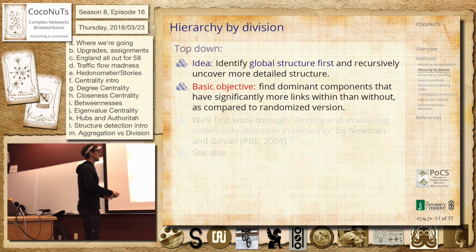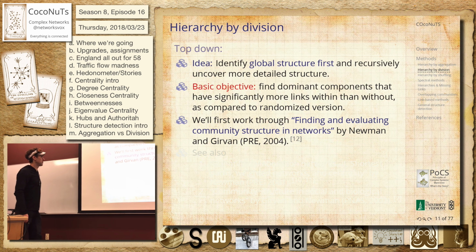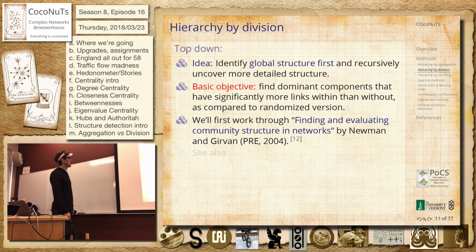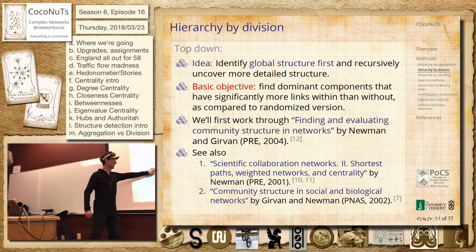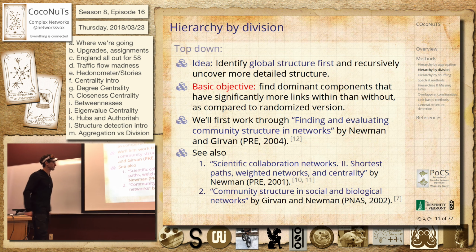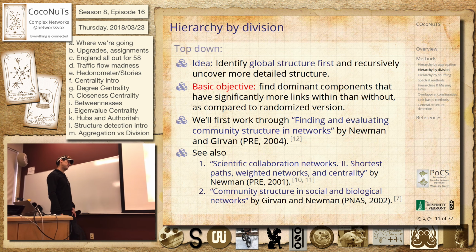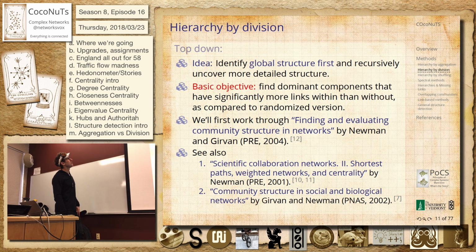Okay, this is Michelle Girvan, who I mentioned before, and Newman, so that's got 4,000 or 5,000 citations. More things, yes, many, many more things. Newman and Girvan again. One of those was in PNAS, yes, right.